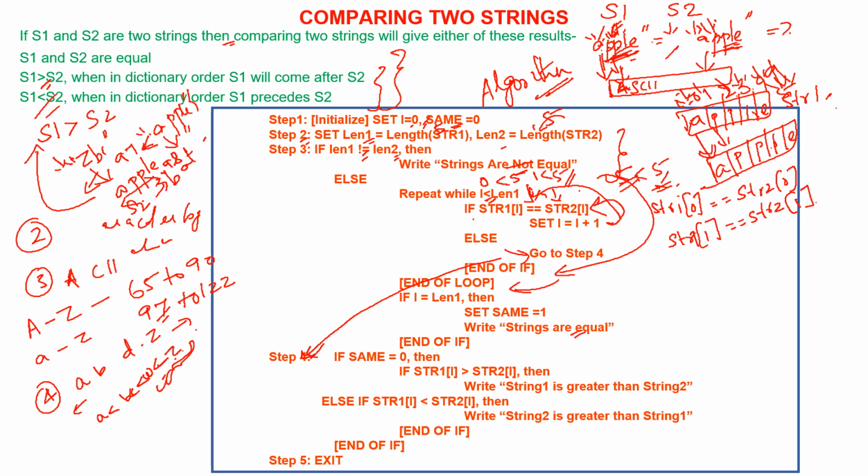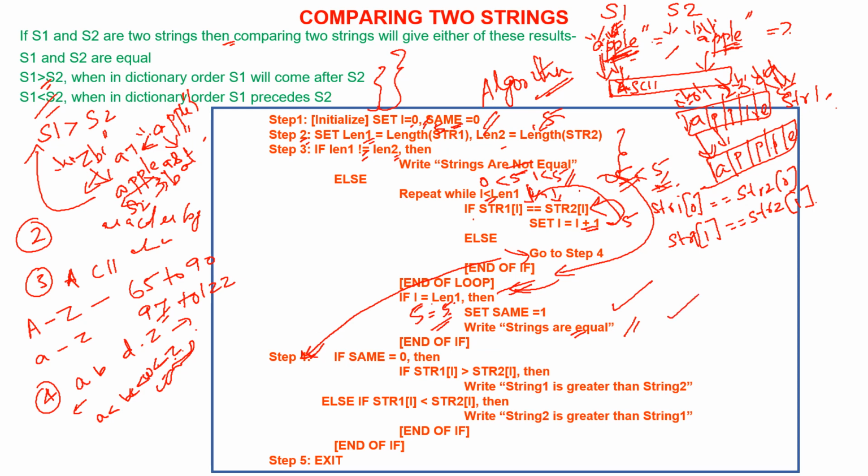So first, this loop is ending here. Then if i is equal to length 1, here i is incremented, right? i is equal to 5. That's how the loop has ended. Now it will check whether 5 is equal to length 1. Means what? 5 is equal to 5. Then set same is equal to 1. You are making the variable same, initializing it to 1, and you are going to write the strings are equal.